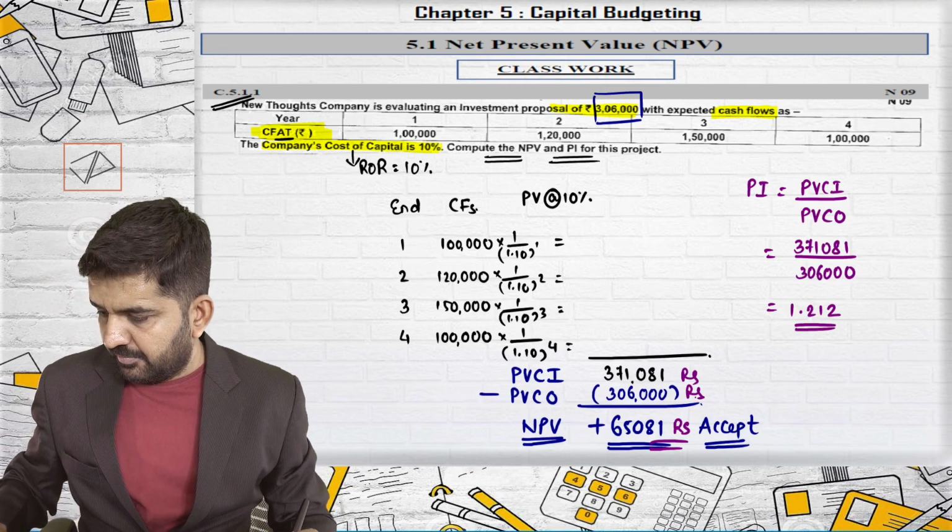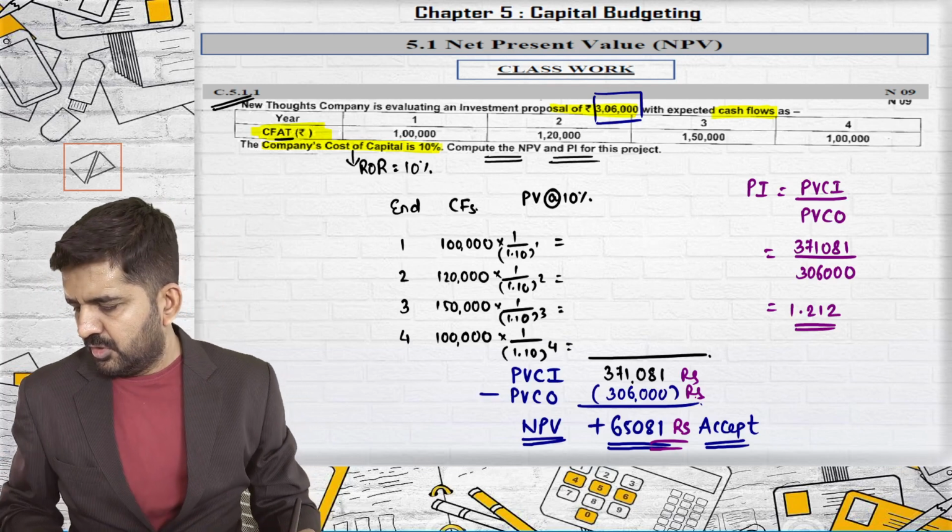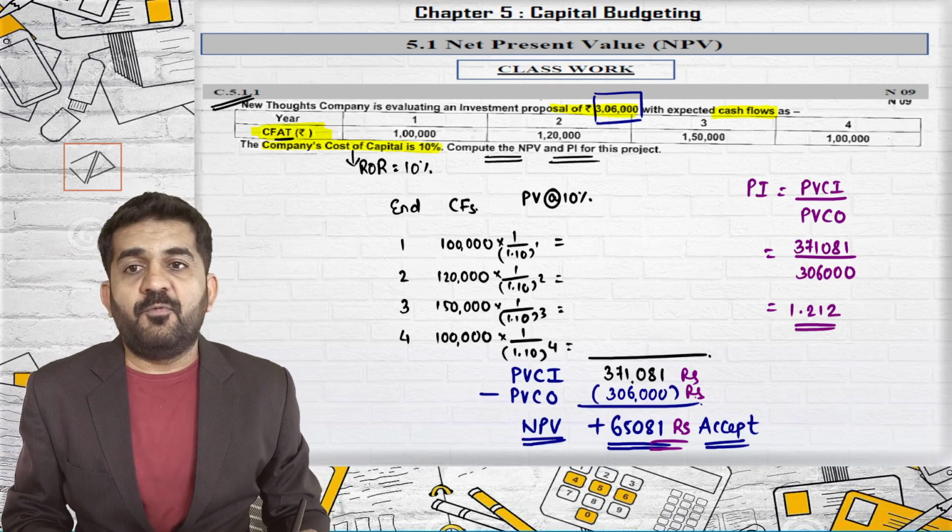This was question number 1. We are going to 5.1.8. So 8th question.